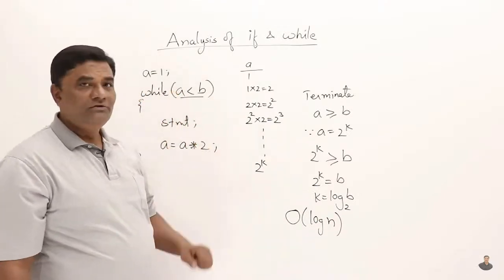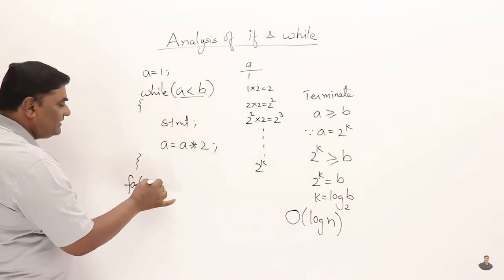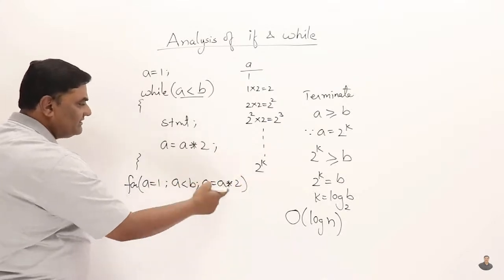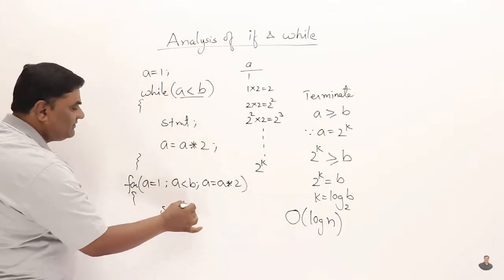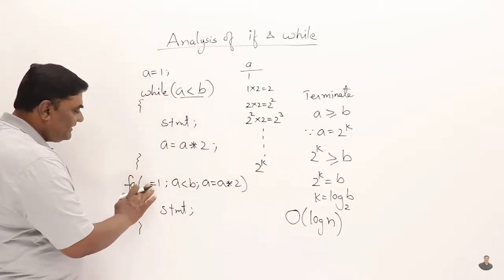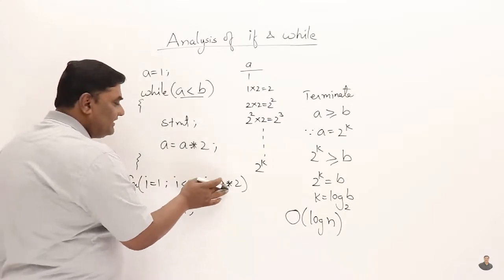Already I have shown this using a for loop. That time I was writing the same thing using a for loop like this: for a assign 1, a is less than b, a assign a into 2. This portion is here. That's all. Already we have seen this. In for loops I have shown you this one. That time I was not taking a, I will take i, and again here also i, and this b I will call n.